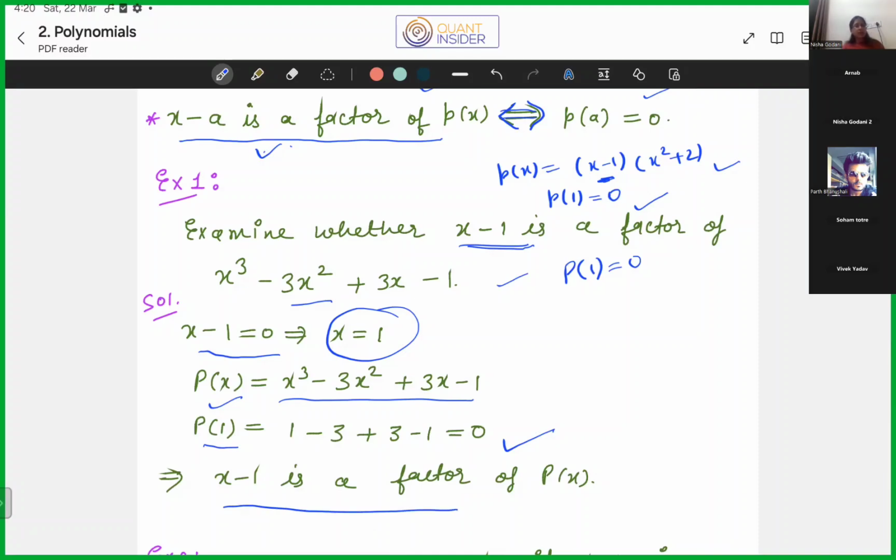In this way we can find the factors. How can we find the factors? If we are checking for any factor x minus a, we have to substitute a in that polynomial. If it is satisfied and comes out to 0, then yes, x minus a is a factor of the given polynomial.